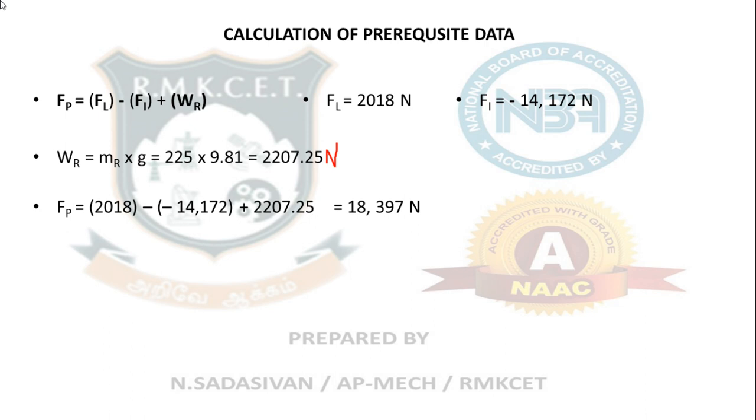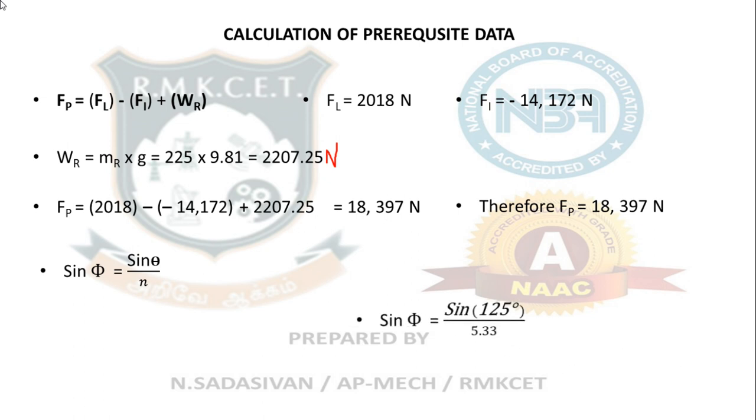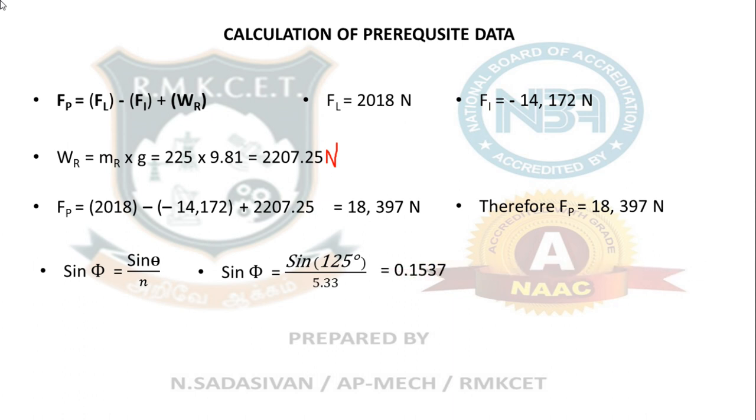Now we have to find out what? We have to find out torque. So we have to find out Fp and phi and substitute everything into the torque formula. You will get the answer. Fp I found out. Next I have to find out phi. So therefore Fp is equal to 18,397. Now as per the conventional, age-old formula, you know this already, sin phi equal to sin theta by n. So therefore sin phi equal to sin 125 by 5.33. So that is 0.1537. Do a sin inverse of 0.1537, you will get phi is equal to 8.84 degree.